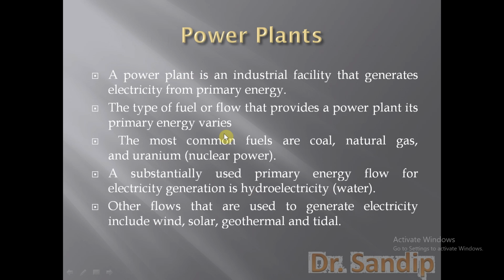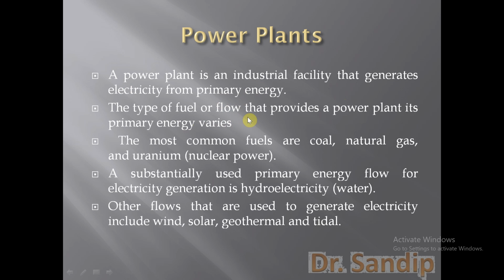A power plant is basically an industrial facility. It's not something that can be built in your backyard. We definitely need a lot of resources for this, and a lot of finance is needed. So it's an industrial facility which is created with the aid of government and some private firms, and it generates electricity from primary energy. This primary energy is important and plays the role of generating the heat.